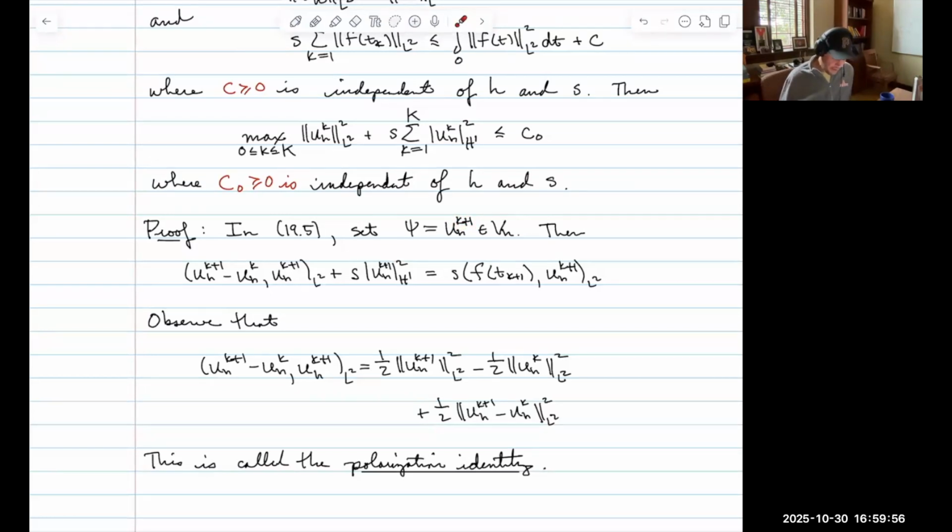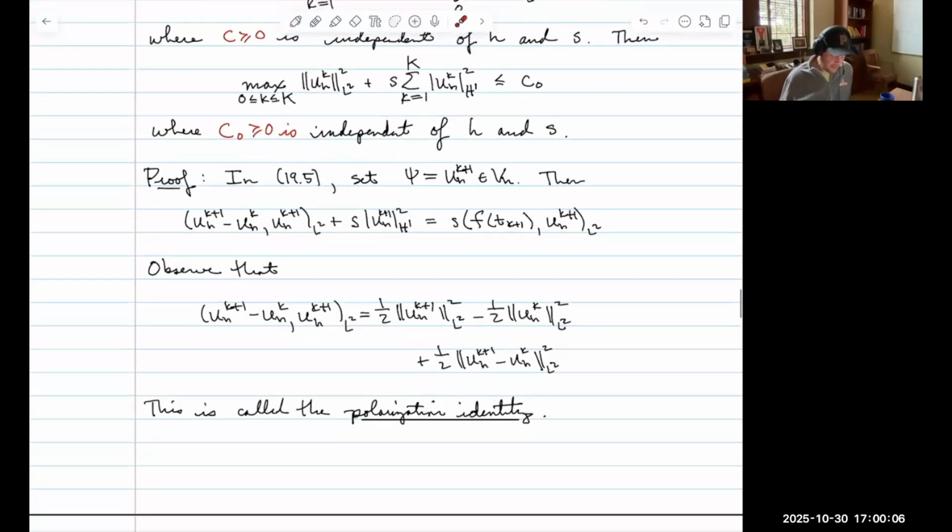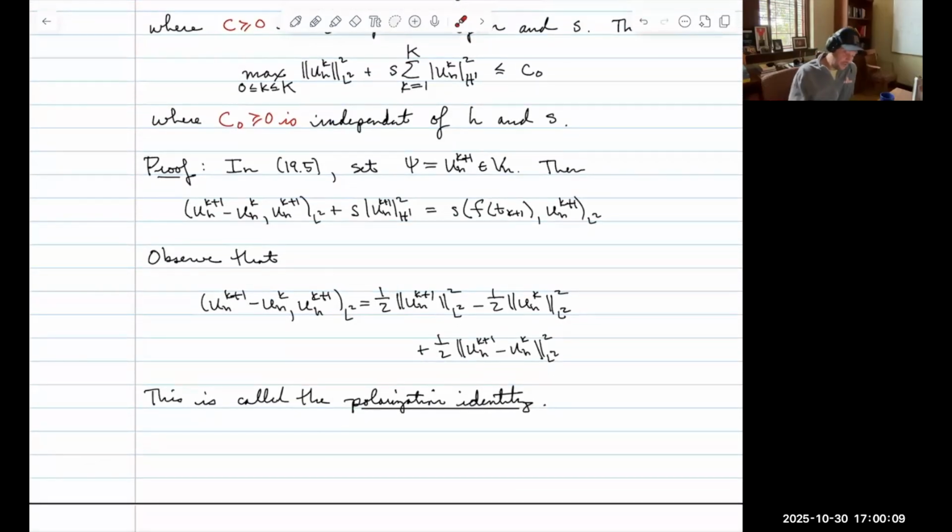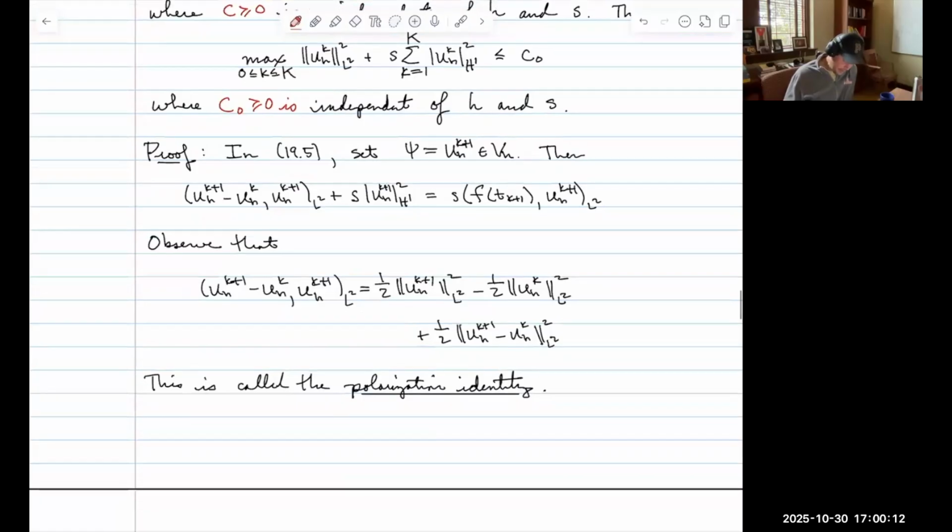Now I'm going to use something called the polarization identity. This comes up a lot, so it's a good idea to remember it at this point. It comes from a very simple identity, actually, that I want to show you. So what is the simple identity? If I just do A minus B quantity times A, then I should be able to show that that's 1/2 A squared minus 1/2 B squared plus 1/2 A minus B squared.